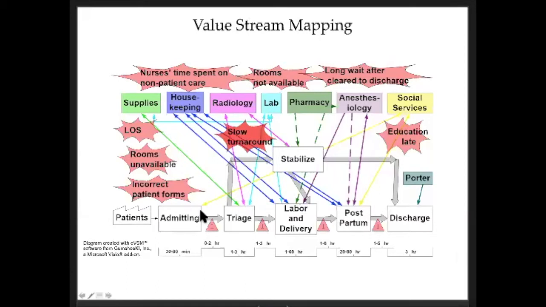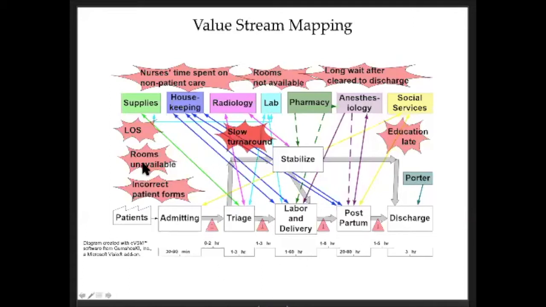So that's something which you can see by pictorially presenting how it is currently being done. And then once you realize that there are several areas where there is opportunity to improve, you try to see what are the causes that could result in potential delays or non-value added time. It could be because of incorrect patient forms, it could be because of rooms unavailable. All these are essentially the reasons why we're not able to achieve a higher proportion of value added time compared to the total time.